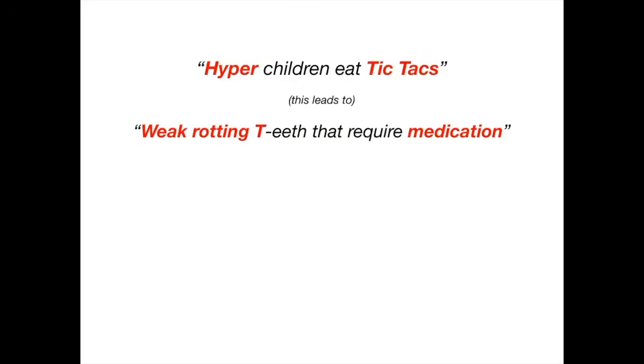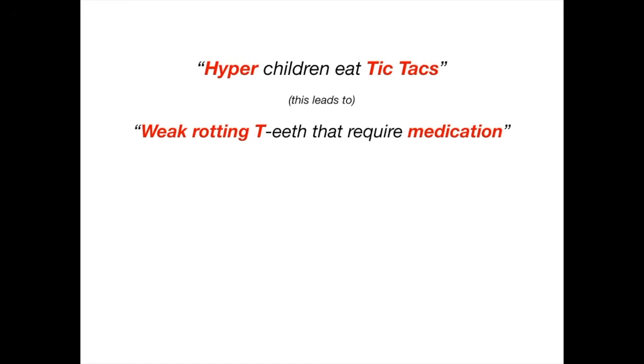So let's go back to this slide. Hyper children eat Tic Tacs. So hyper for hyperacute, the children eat Tic Tacs. The T's in Tic Tacs tell us type 2 hypersensitivity and thrombosis. And this leads to weak, rotting teeth that require medication. Weak because the acute transplant rejection happens within weeks. Rotting reminds you of vasculitis, the rotting of blood vessels. The T in teeth reminds you of T cell mediated cellular immunity. And that require medication tells you that acute transplant rejection is amenable to immunosuppressive therapy.